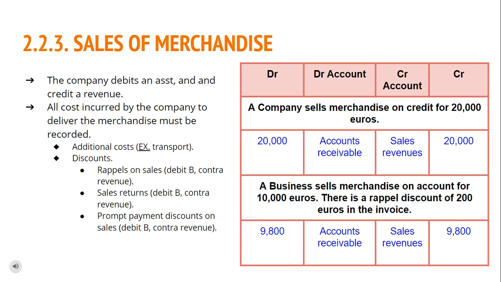Regarding the sales of merchandise, when registering a sale, on the debit side we always have to record an asset, as the company receives cash, or accounts receivable if the company sells on credit, and on the credit side a revenue account, which is merchandise sold. And the company can also incur some additional costs, making discounts to customers such as rappels, prompt payment discounts, and sales returns, which are all contra revenues and are recorded on the debit side.